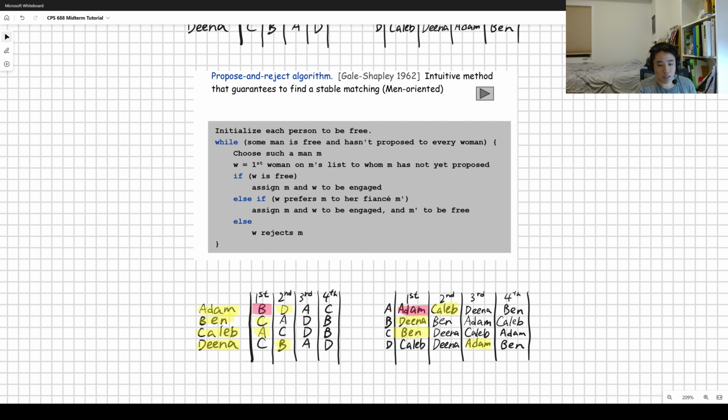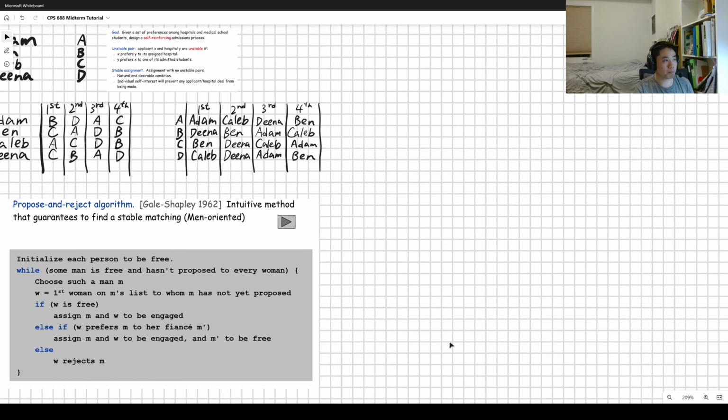Okay. So it's been 30 minutes and I've only been talking about the first topic, which is stable matching. This algorithm is pretty fun to follow too. Okay, I'm gonna move on to the next topic.